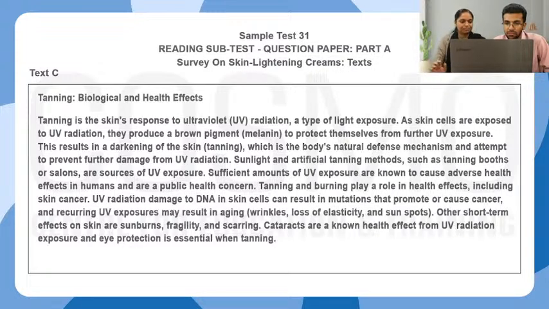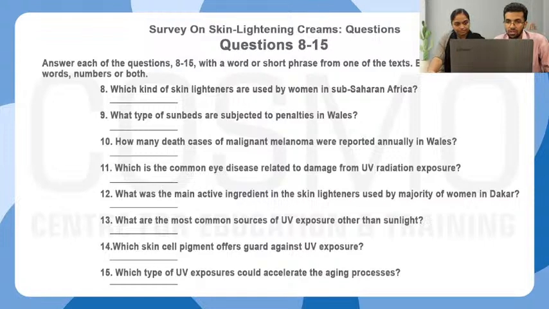So here comes the fourth line. You can read it. Sunlight and artificial tanning methods such as tanning booths or salons are sources of UV exposure. So can you tell us the answer? Let's reread the question again. What are the most common sources of UV exposure other than sunlight? And what would be the answer from the sentence we just read?